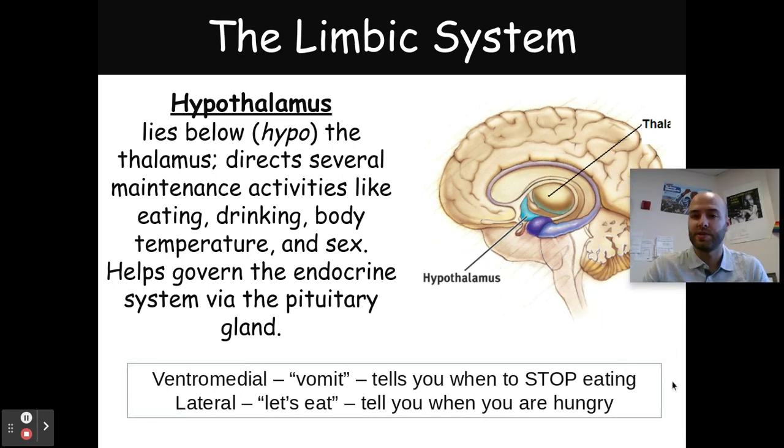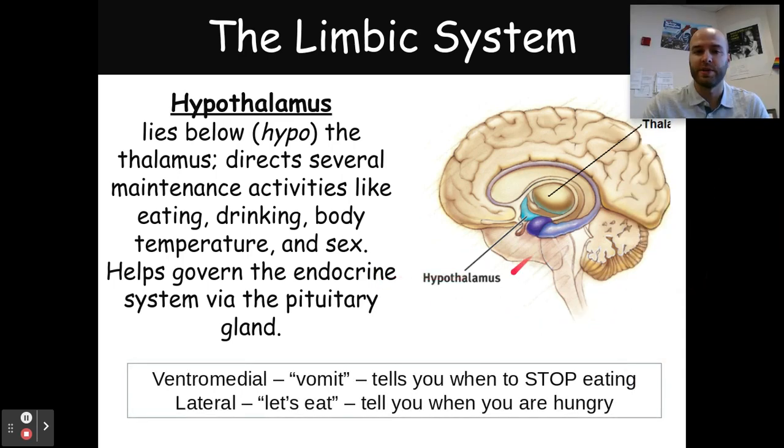There are two parts to the hypothalamus. You have something called the ventromedial hypothalamus, and these both kind of deal with our drive to eat. But the ventromedial tells you when to stop eating. Okay? It says stomach's full, you don't need any more. A great way to remember this: ventromedial starts with a V, kind of sounds like vomit. You'll vomit if you eat too much, right? So it tells you to stop.